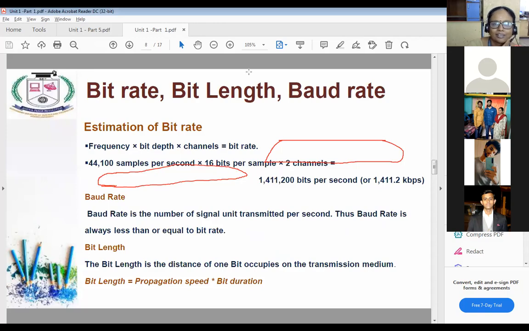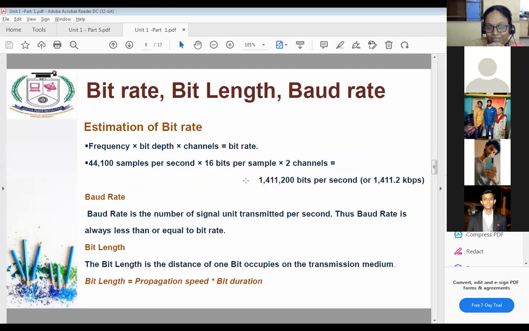You just see this. Actually, it is somewhat related to technical frequency and all. For example, 44,100 samples per second, 16 bits per sample, two channels. This is the way they calculate the bit rate: samples per second, bits per sample, and the number of channels. Then normally they convert it to 1411 kbps, or else we say 1.4 Mbps.